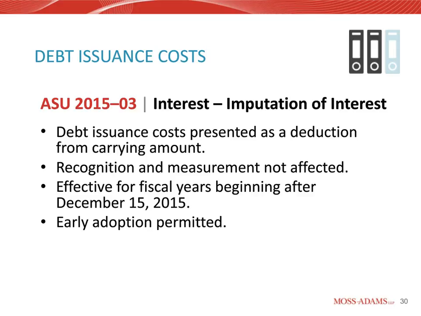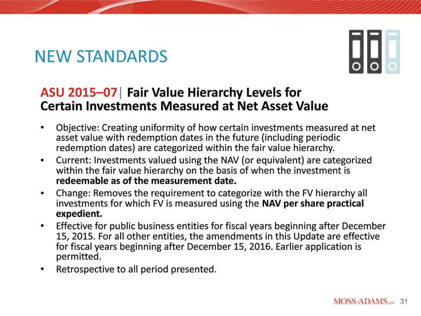The last accounting update we were going to talk about today relates to fair value hierarchy levels for certain investments measured at net asset value. Currently, our guidance allows us to measure the fair value of certain investments using net asset value per share of the investment as a practical expedient. Investments are valued using this practical expedient, and then they are categorized within the fair value hierarchy based on whether or not the investment's redeemable with the investee at net asset value on the measurement date, or if it's never redeemable with the investee at net asset value, or redeemable with the investee at net asset value at a future date. Right? Those are the criteria that we are using to determine whether or not it's a level 1, 2, or 3.